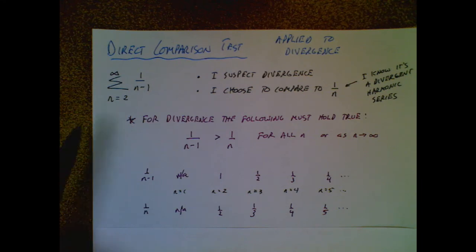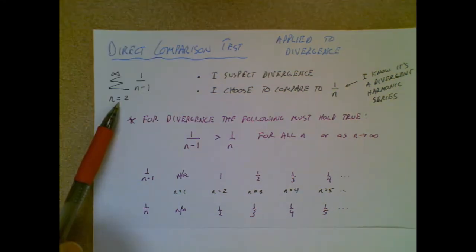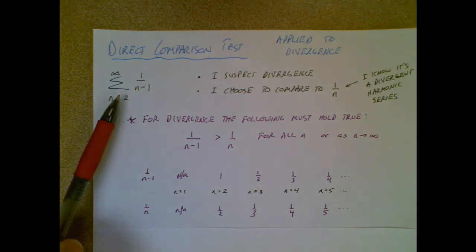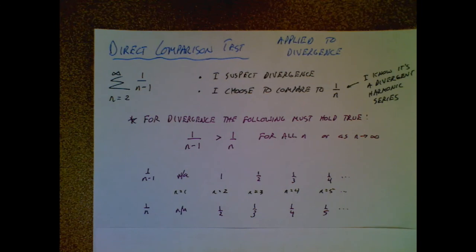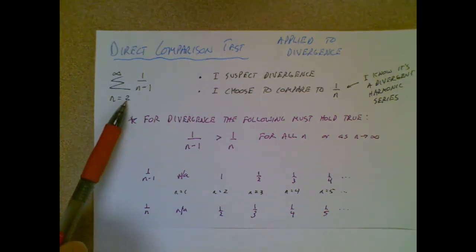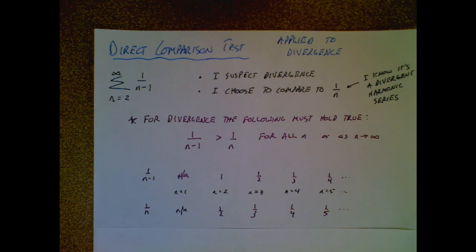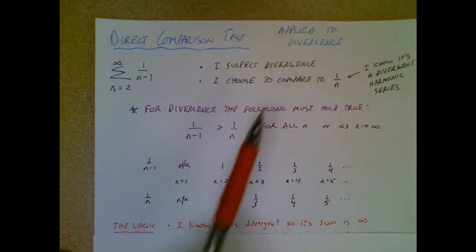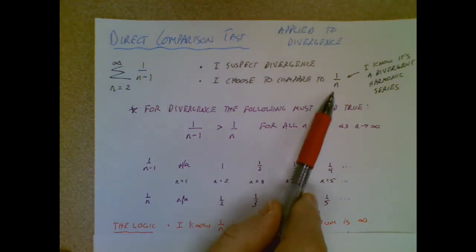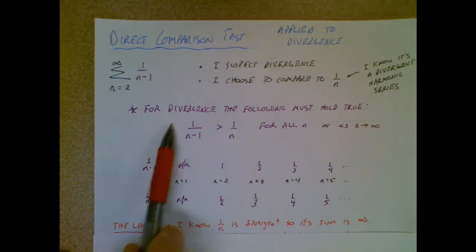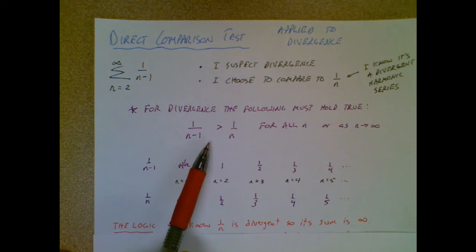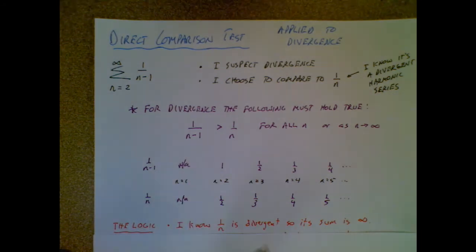Just a small side note, I started this series at n equals 2 because n equals 1 would blow up the denominator, giving us an undefined. So every once in a while, don't let that slip by you. So we've suspected divergence, we've thoughtfully chosen a comparison series, we made sure that this holds true, and now this has to be the bedrock of the logic.